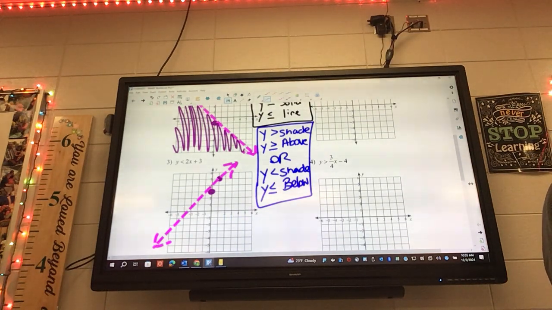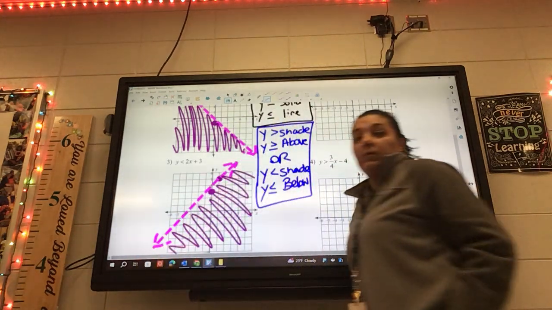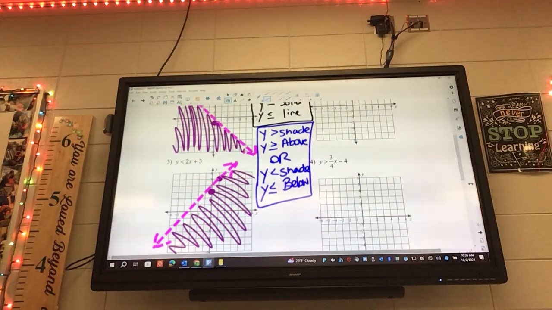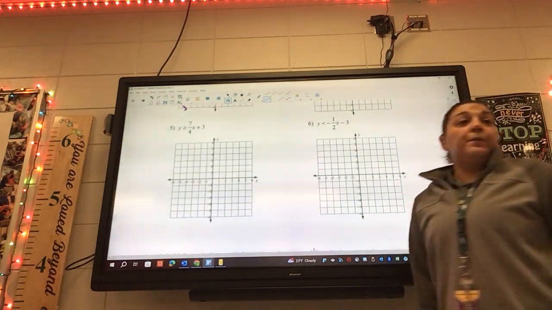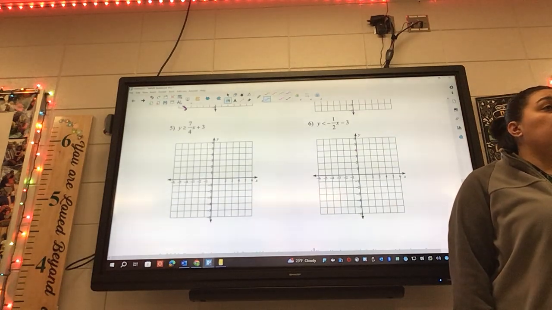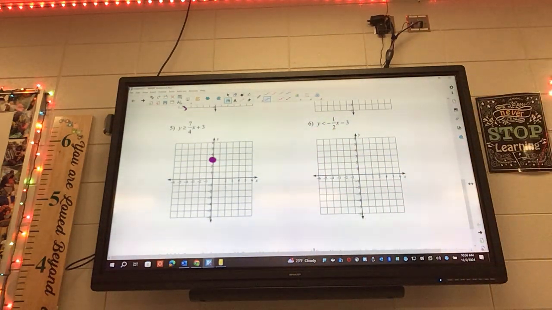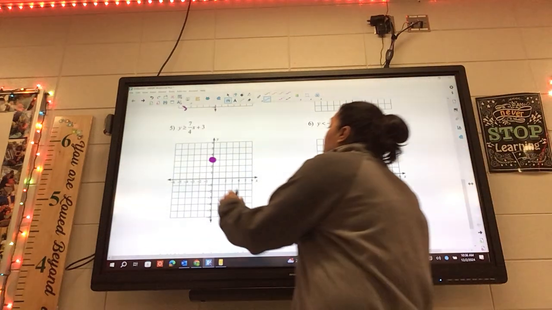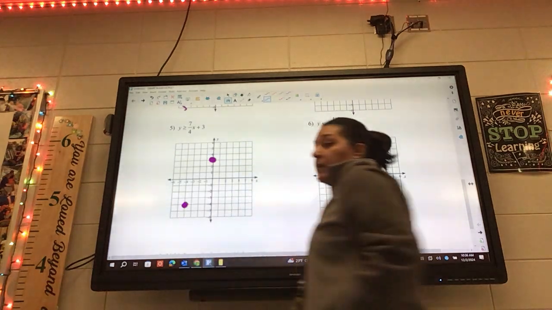Are we going to shade above or below? We're going to shade below. Okay, 5, where does my line start? At 3, we're going to go to the 3 and put our dot. Can I go up 7? No. So we're going to have to go down 7 and over 4. So 1, 2, 3, 4, 5, 6, 7. Over 1, 2, 3, 4. Down 7, over 4.